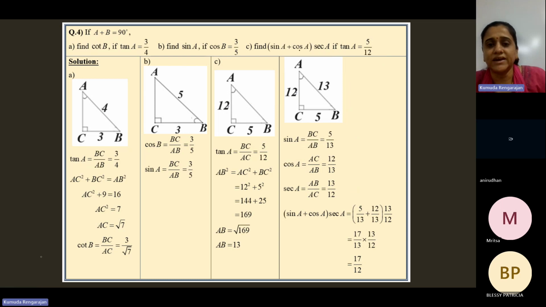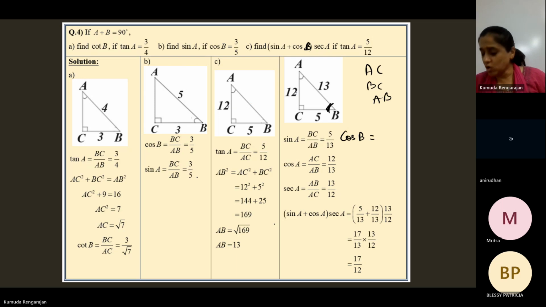Now, supposing they say sin A and cos B. Now, for B, Pritesh, what's the name? Pritesh, right? Yeah. Pritesh, now tell me, cos B is equal to what? Tell me in terms of AC, BC, and AB. Cos B is equal to? What's the definition? Cos connects which two sides?